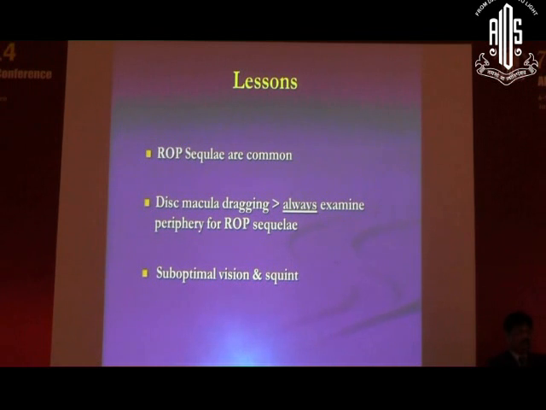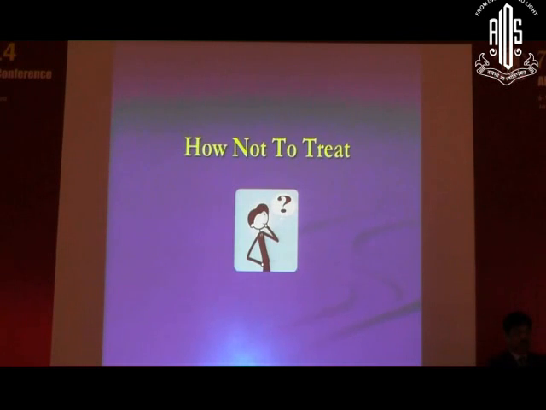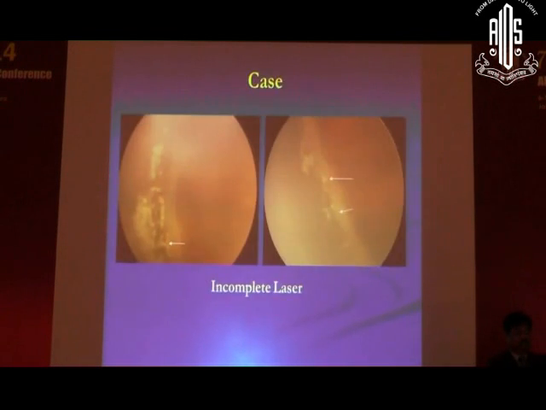Even bigger babies who come to you may never have been lasered or treated for ROP, if they are full term and having suboptimal vision and squint, so we should be looking for this. So, just a few cases of how not to treat.